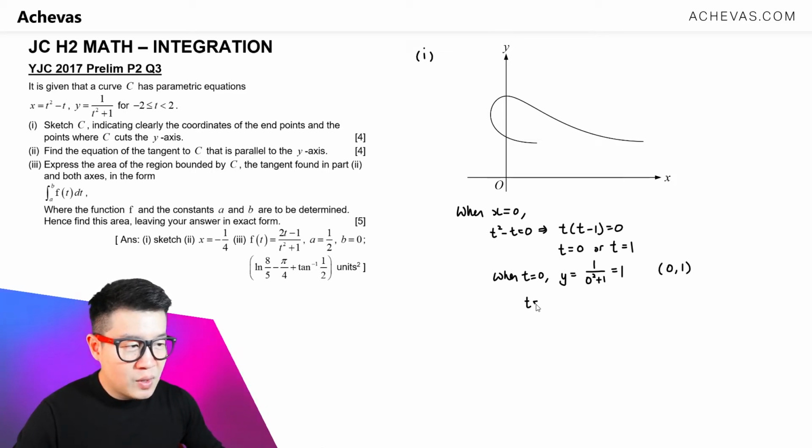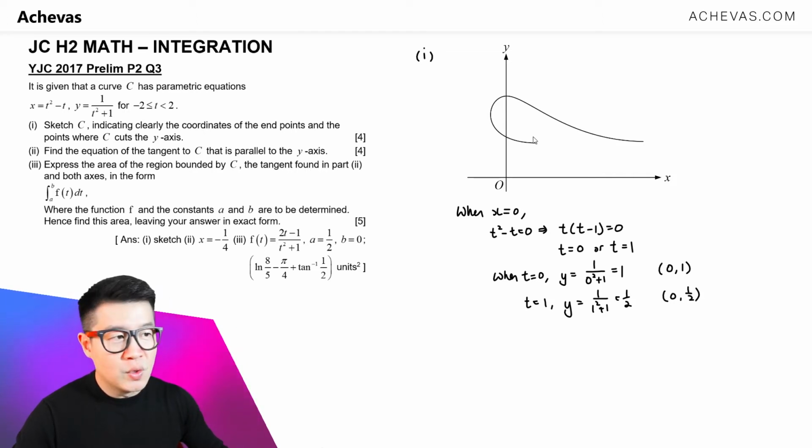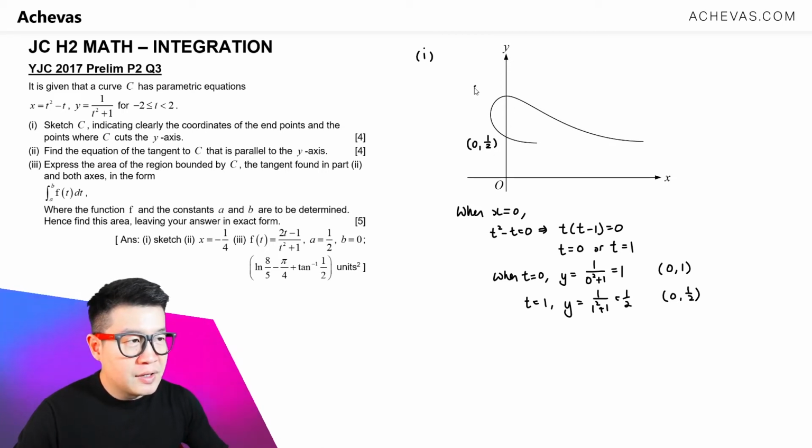So one of the y-intercepts is going to be at (0, 1). And for the other y-intercept that I can see on my graph, it is when t is equal to 1. And y will be equal to 1 over 1 squared plus 1, which is equal to 1 over 2. So the other y-intercept is going to be at (0, 1/2). So let me indicate it on my graph. Here it's going to be (0, 1/2), and here is going to be (0, 1).